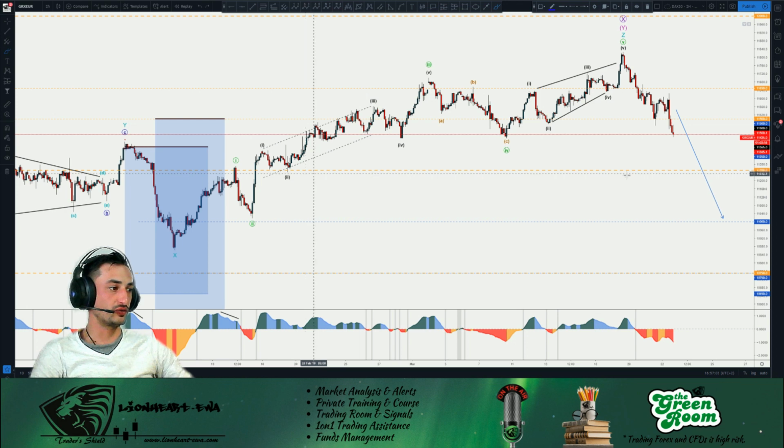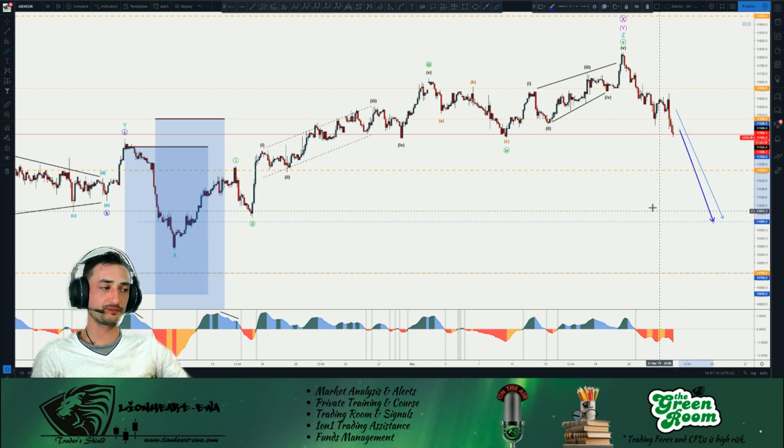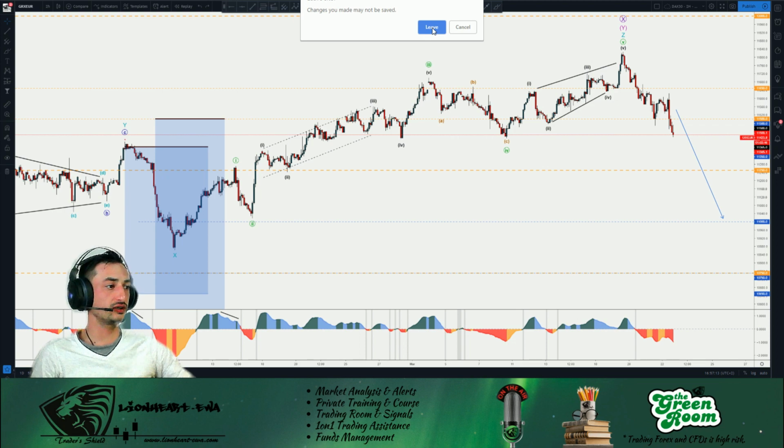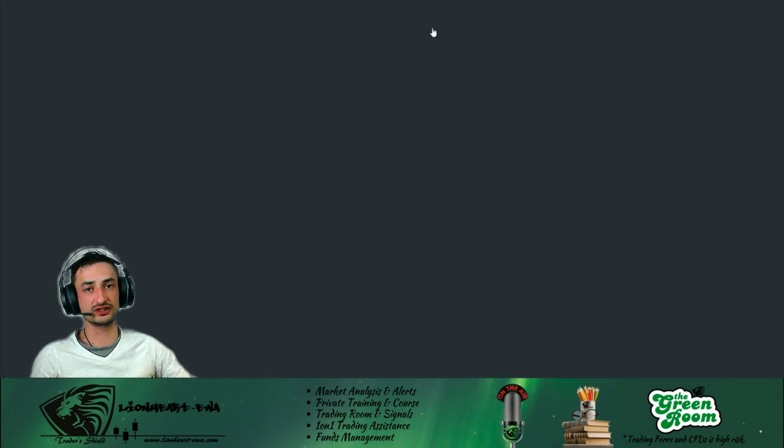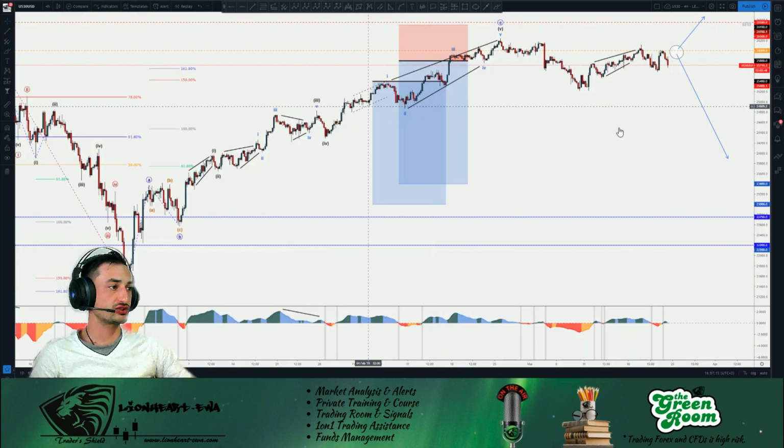Then again, 61.8. So I'm watching for 11,250 right there, but the way it looks, this thing can just, because DAX, when it wants to go down, it's dying. So yeah, it just moves like this.